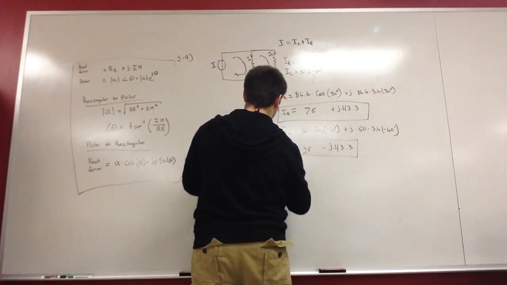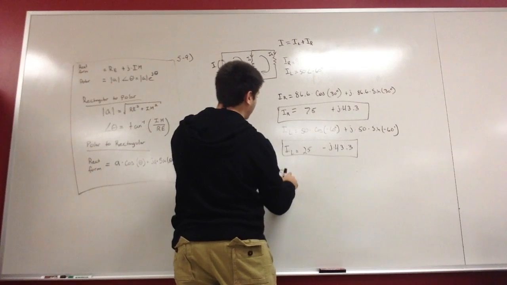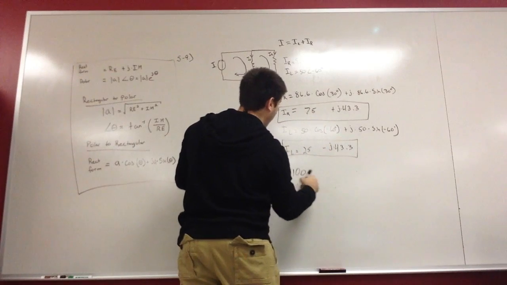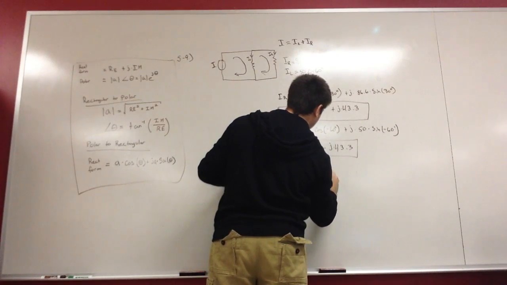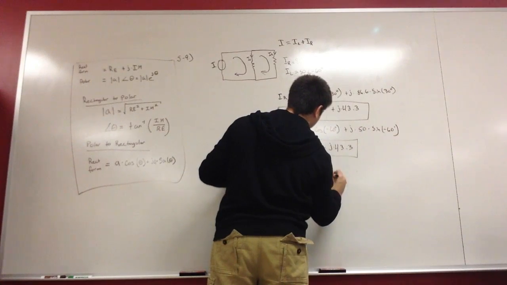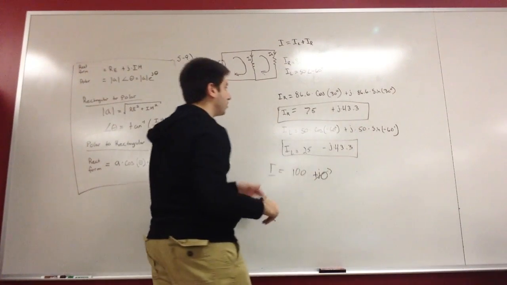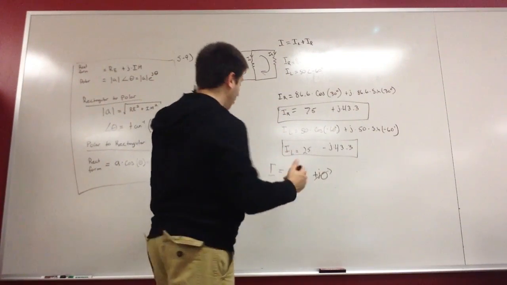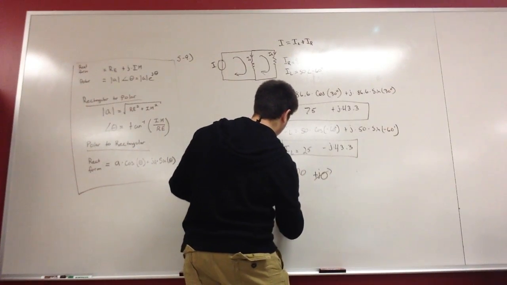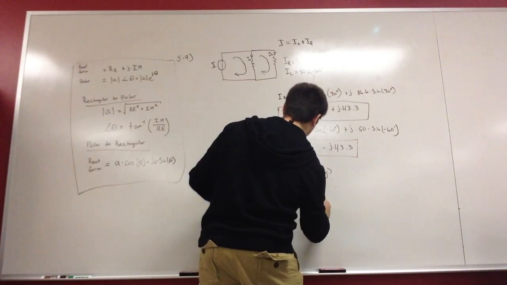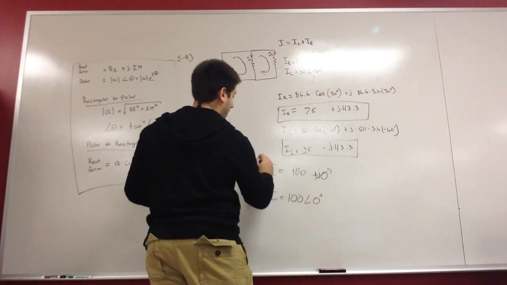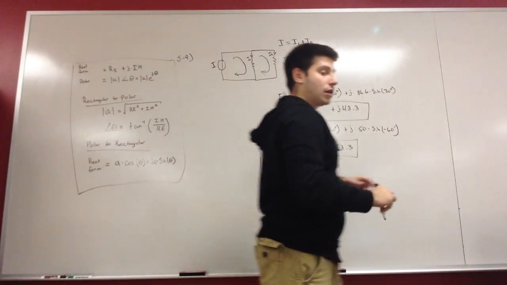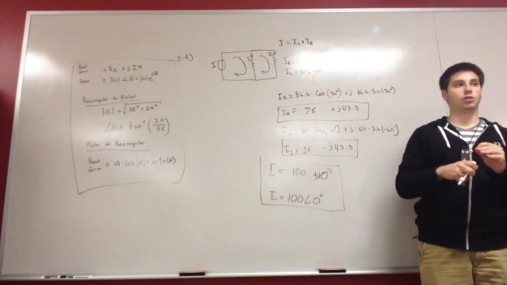Now, in order to find the total current, we're just going to add up the real components and the imaginary components. So we have 75 plus 25, 100, and the imaginary part is actually going to be plus 0 J, so that's going to cancel. Similar to the other ones, we only have a real component, so we're not going to have any angles. The polar form of this is going to be equal to 100 at an angle of 0 degrees. Any questions on that one? Good?